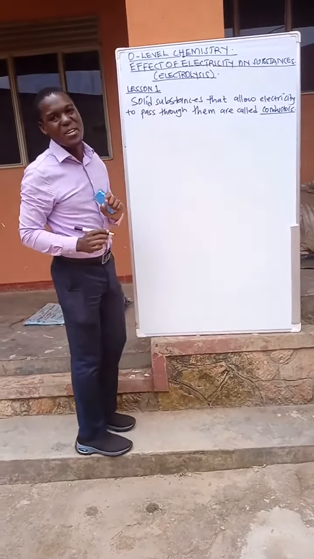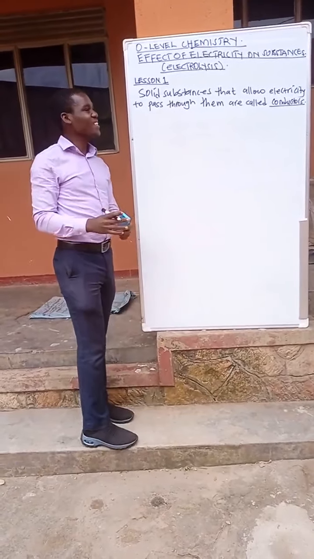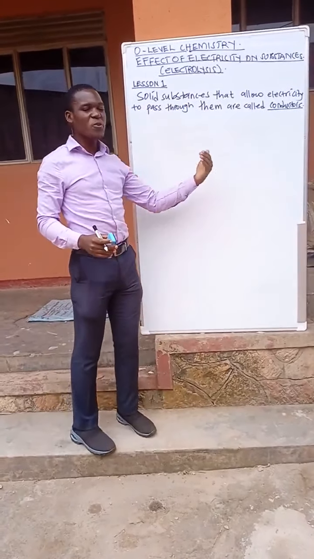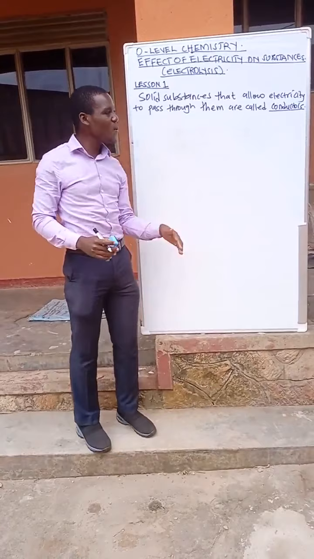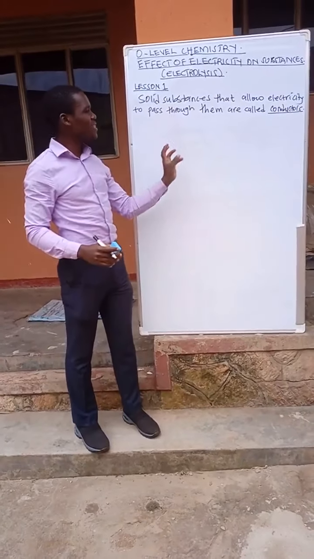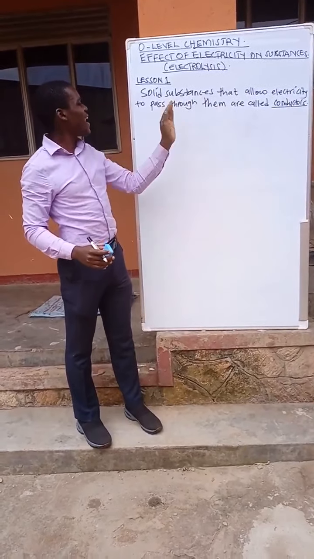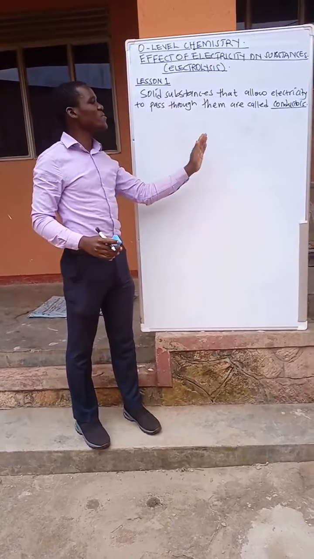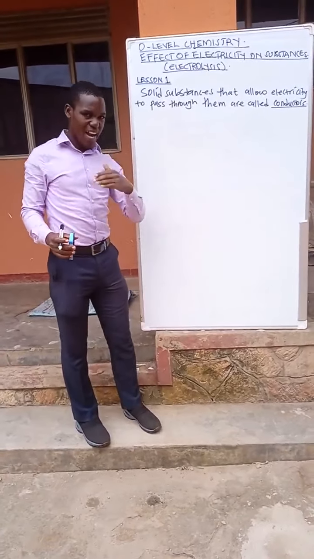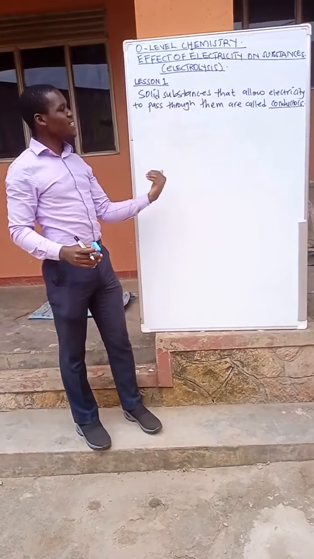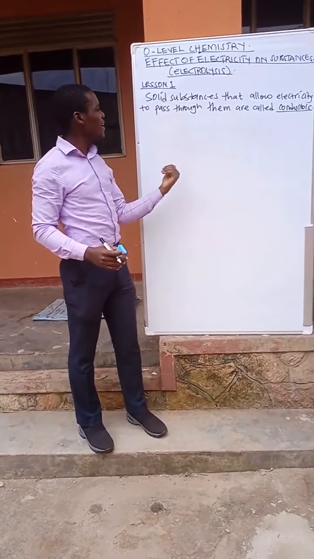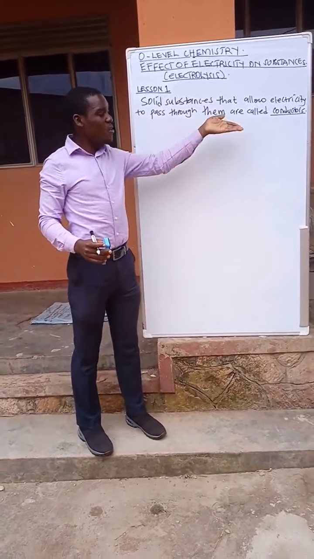Perfect, they are called conductors. Already you are learning. So if you are one of those people who didn't know that conductors are the solid substances that allow electricity to pass through them, right now you know. So solid substances that allow electricity to pass through them are called conductors.